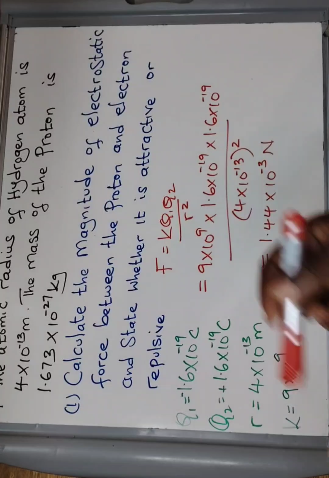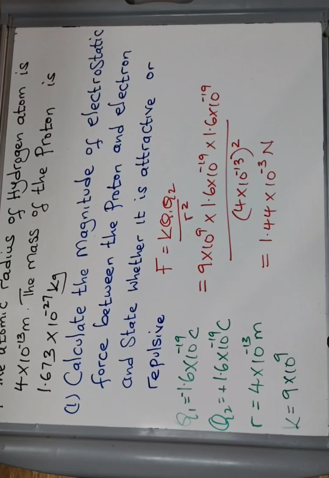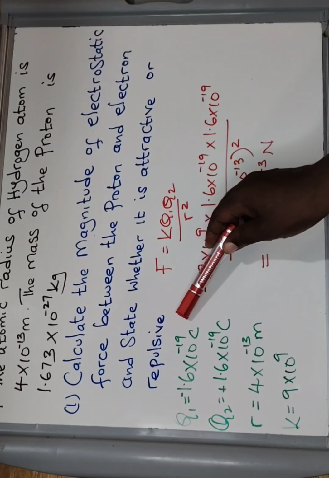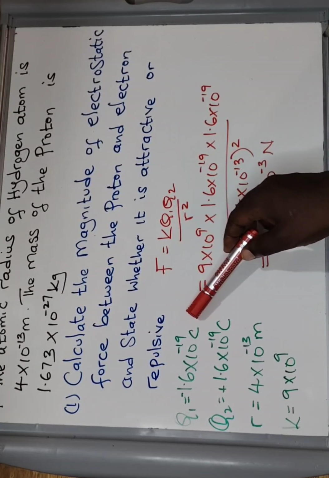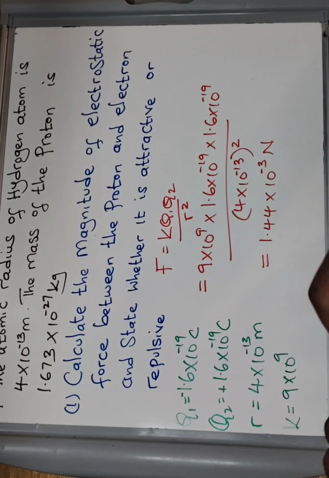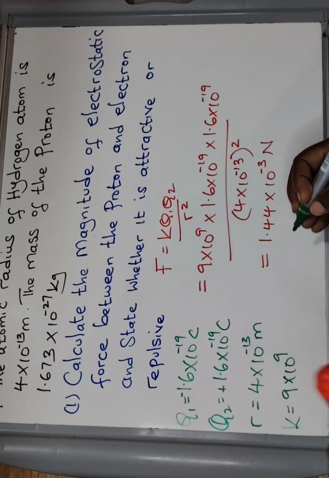And is it attractive or repulsive? We have to take note that the electron is negatively charged and the proton is positively charged. So we are dealing with two unlike charges. And what happens between two unlike charges? They attract each other. So the force is attractive.